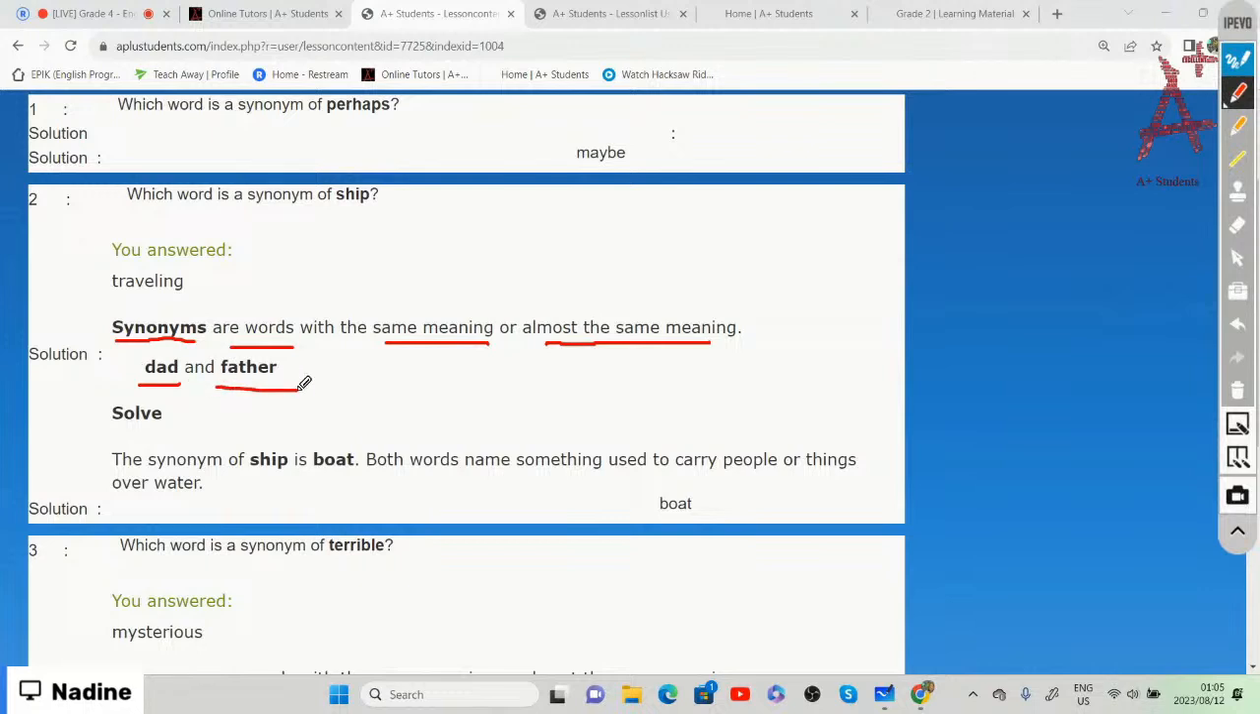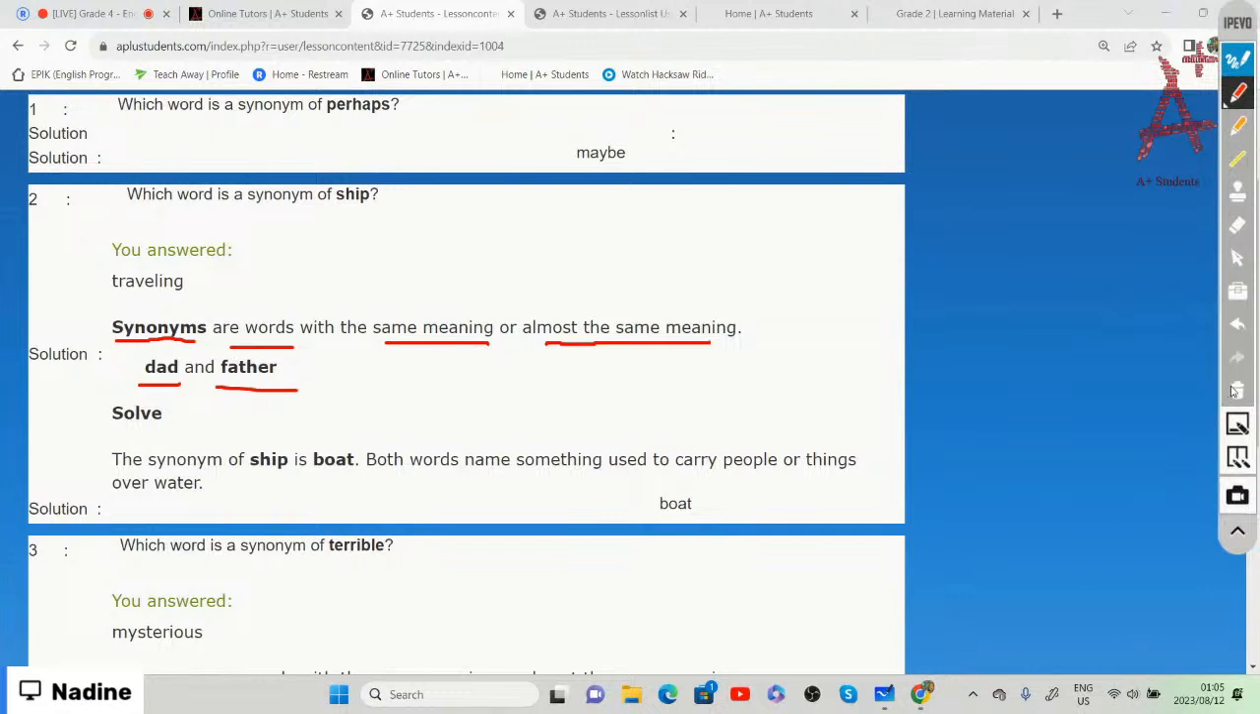Because both of them take the role of the head of the house, the man of the house. Let's say our dad, it's our father. So both of these, your dad or your father, you can either call your dad your father, or you can call your father your dad. And it basically has the same meaning or almost the same meaning.